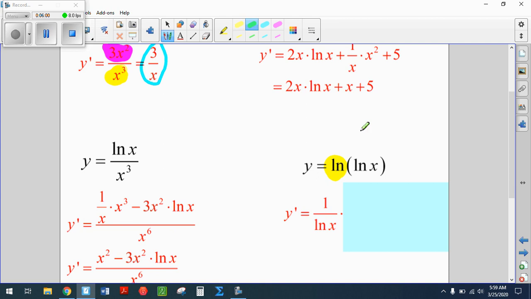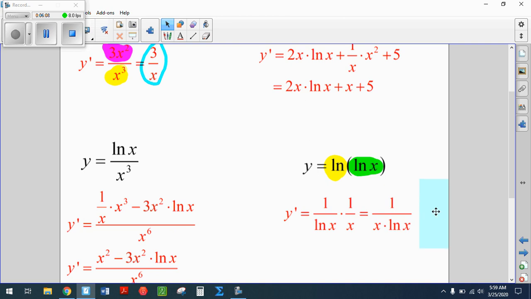Then when I take the something, I need to take the derivative of the something. Derivative of the something is 1 over x. And so when I multiply those together, I get it. So it's the derivative of the outer function, which is yellow in the first part, times the derivative of the inside.